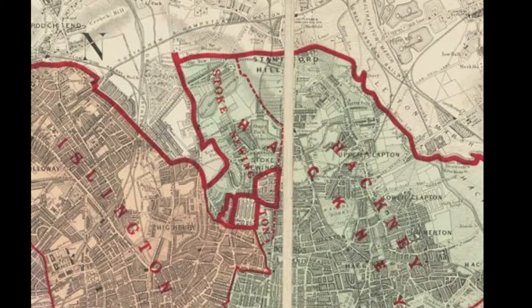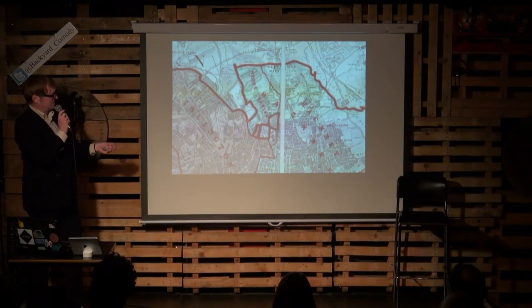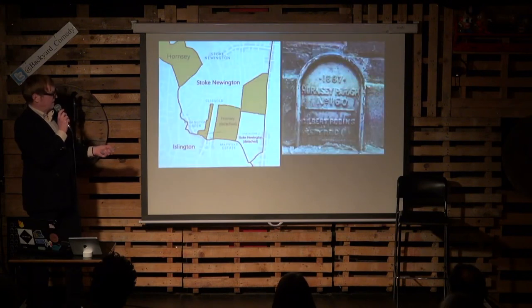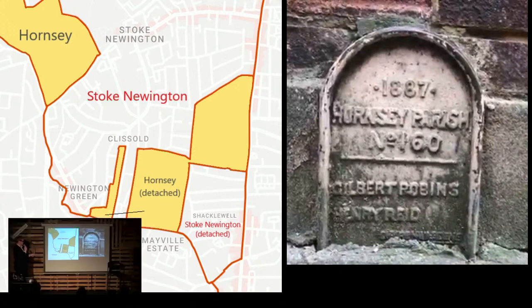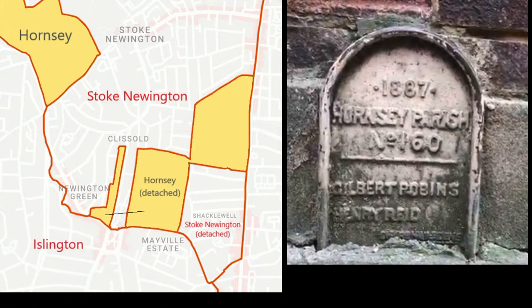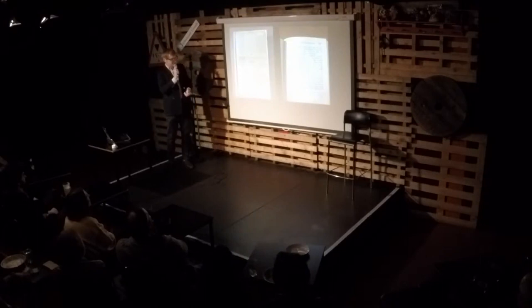While we're here, you see these funny little gaps here. So it wasn't unusual to have enclaves and exclaves. So this is actually Hornsey. Hornsey went all the way into Stoke Newington, and even on the Stoke Newington Road, you find a Hornsey parish boundary marker. This is your first boundary marker, by the way. So there was this funny town called South Hornsey that even had its own town hall, which was in the middle of what you probably would call Stoke Newington nowadays.